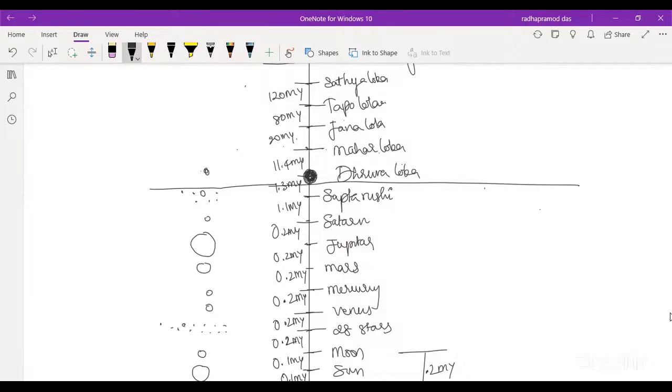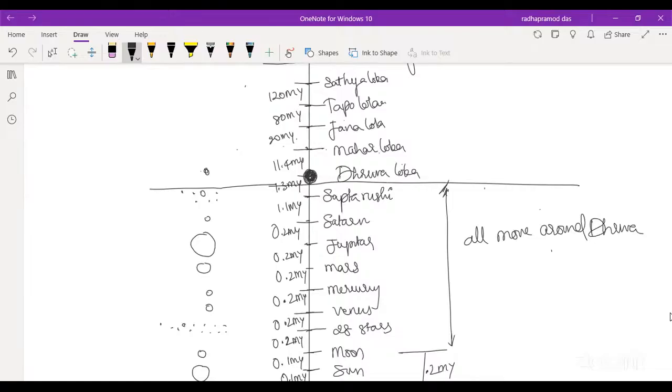Till Dhruva, from Sun to Dhruva, all of them circumambulate around Dhruva. So all of them move from here to here. Okay, so they all move around Dhruva.